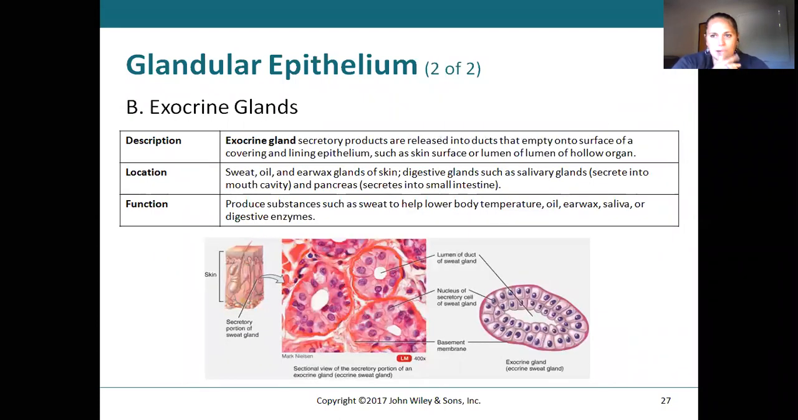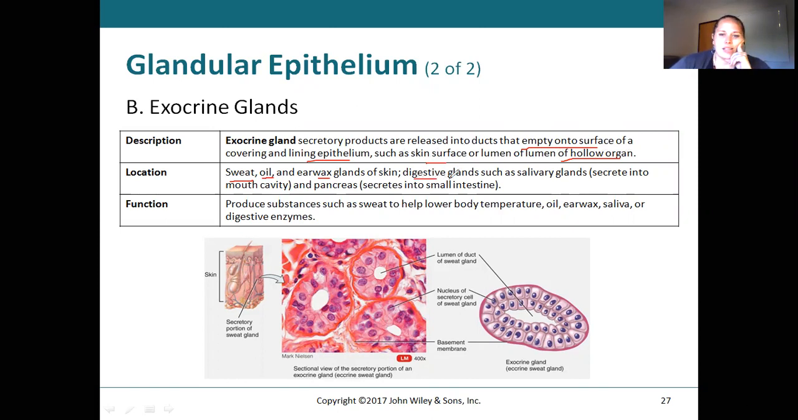Exocrine glands, like I said, are slightly different. They have secretory products that are being released onto the surface of cells. So they can be on the surface of a covering or lining epithelium. The skin surface and the lumen of a hollow organ, such as your stomach, are great examples of exocrine glands. So sweat, oil, earwax are all types of secretions that end up on your skin. We'll talk about those more next week, actually, when we're talking about the integumentary system. So this is a great introduction to that.